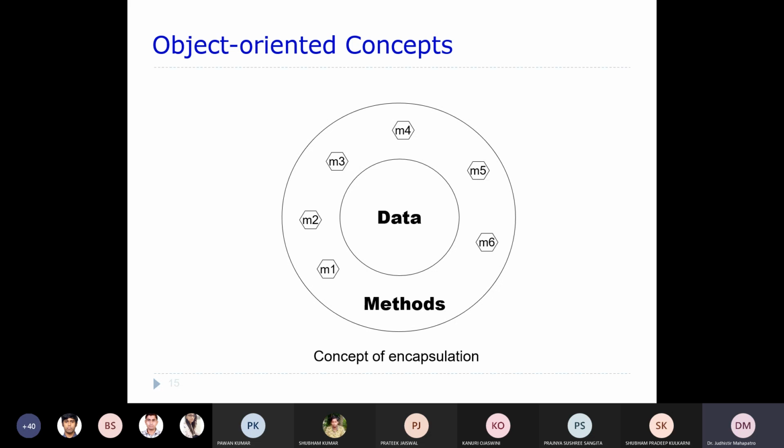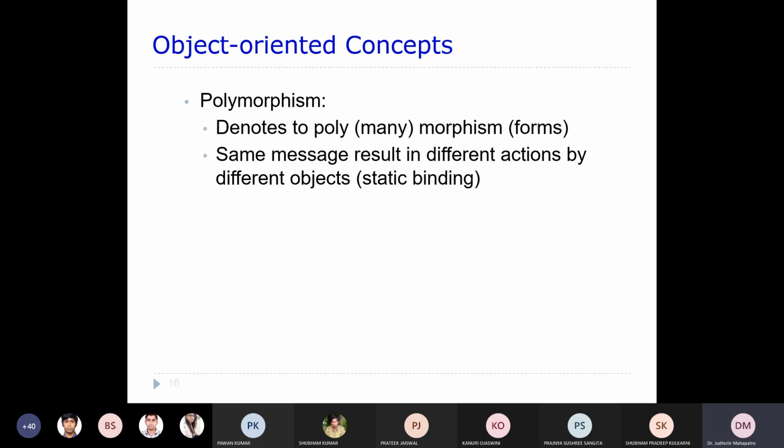So you have the data and you have the methods. That is the concept of encapsulation. These methods are going to access the data available within a particular object, right? And there is a concept called polymorphism, something that comes in different forms. So now you have the same method, but it will have different forms, right?